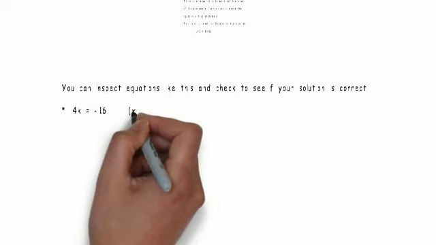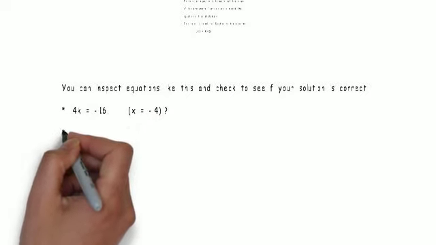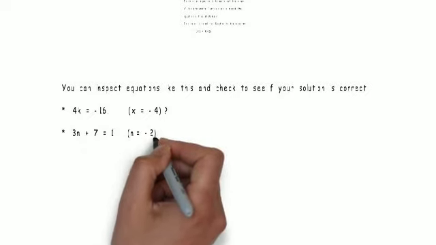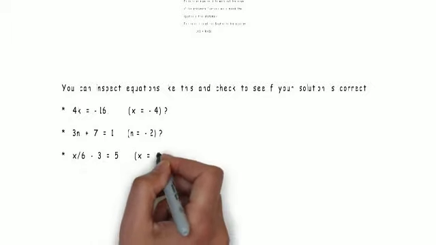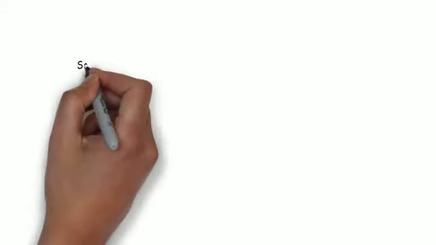Let's have a look at a couple of examples of how we could do that. So we're going to inspect the equation and see if it's correct. 4 times k equals negative 16. If I put k equals negative 4, yes. 3 times n plus 7 equals negative 1, n will equal negative 2. And n divided by 6 minus 3, therefore n must equal 48. When I put those in, I see that those are the solutions.